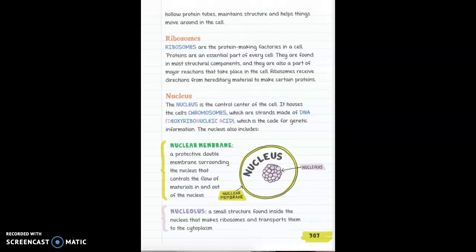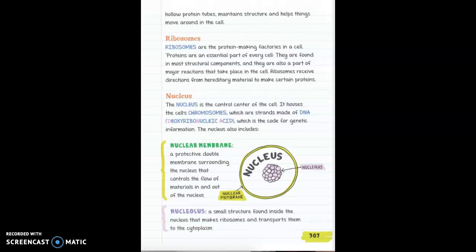Ribosomes. Ribosomes are the protein-making factories in a cell. Proteins are an essential part of every cell. They are found in the most structural components, and they are also a part of major reactions that take place in the cell. Ribosomes receive directions from heredity material to make certain proteins.